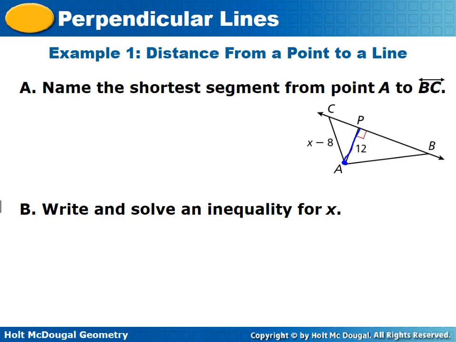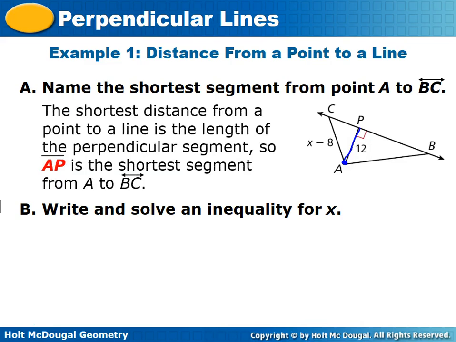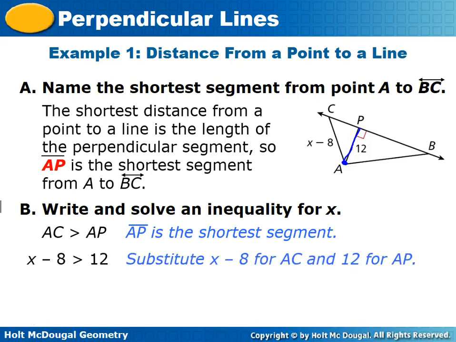That is from point A to line BC. So that AP is going to be the segment that is the shortest distance from point A to line BC. Then it says write and solve an inequality for x. Here we're going to say AC is always going to be bigger than AP because AP is the shortest segment. So then we're just substituting in the values.